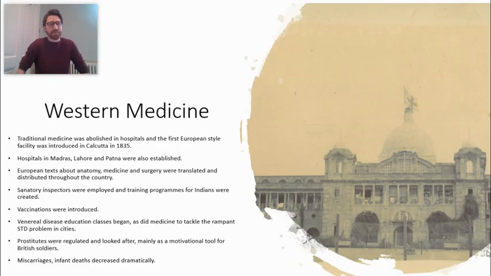And then finally, the widespread implementation of Western medicine, which had begun before the Raj but only increases after the Raj takes control, has an enormous impact on reducing infant mortality as well as increasing life expectancy. The first hospital was actually built before the Raj in Calcutta in 1835, but extensive medical centres and programs are introduced in Madras, Lahore, and in Patna after the Raj takes control of India.